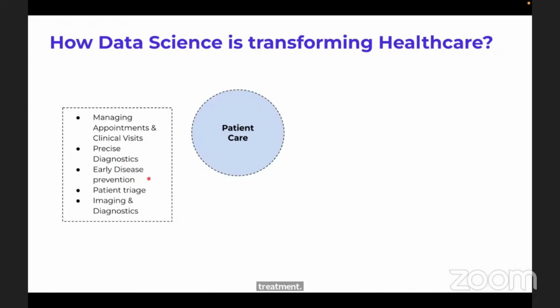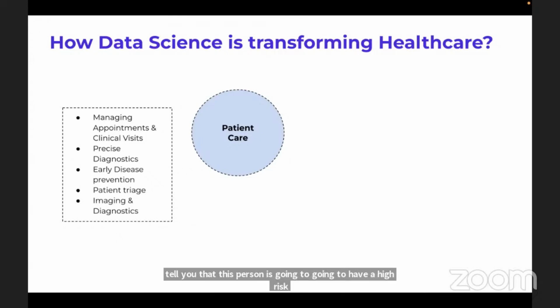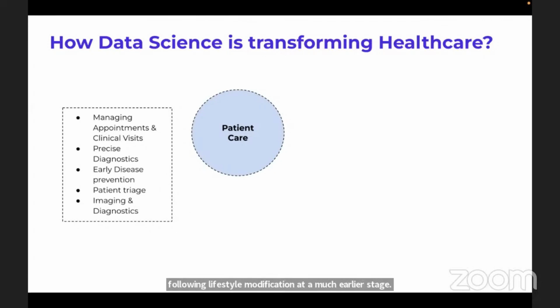Early disease prevention. Prevention is going to be the next big thing. Right now we were focusing mostly on cure. Disease occurs, we have to cure it. But even at a prevention stage, people are now talking about prevention. If you can have some biomarkers which tell you that this person is going to have a high risk of type 2 diabetes in 10 years, then you will follow a lifestyle modification at a much earlier stage. So right now, what happens?